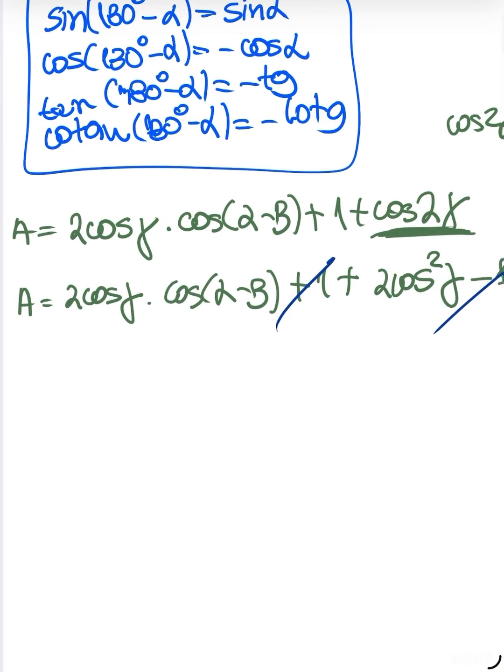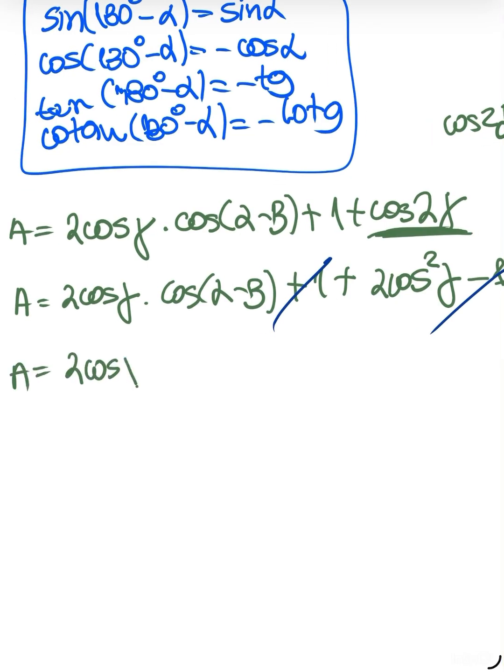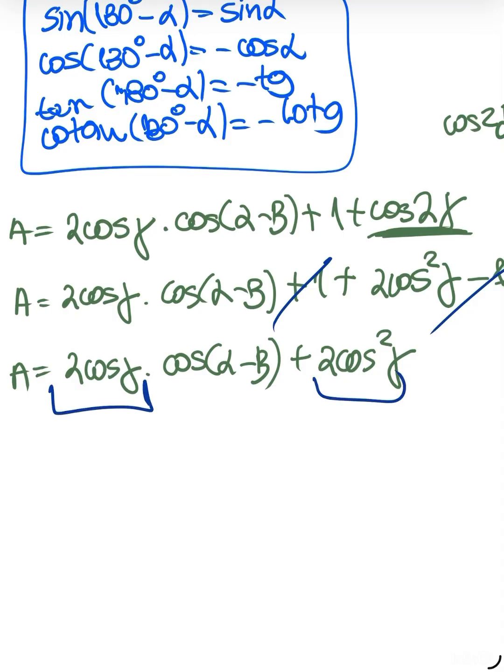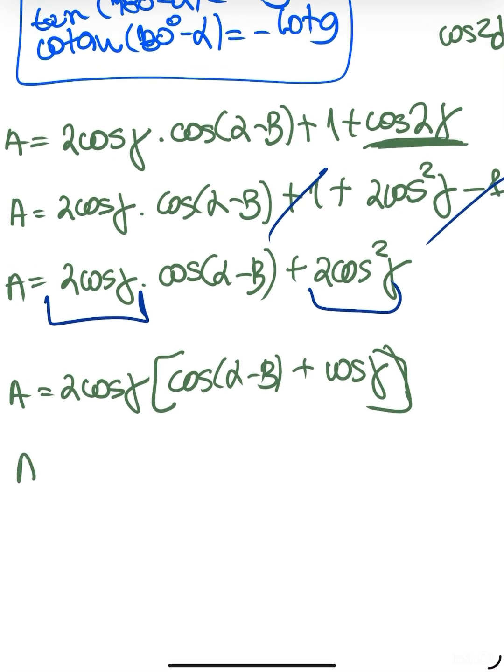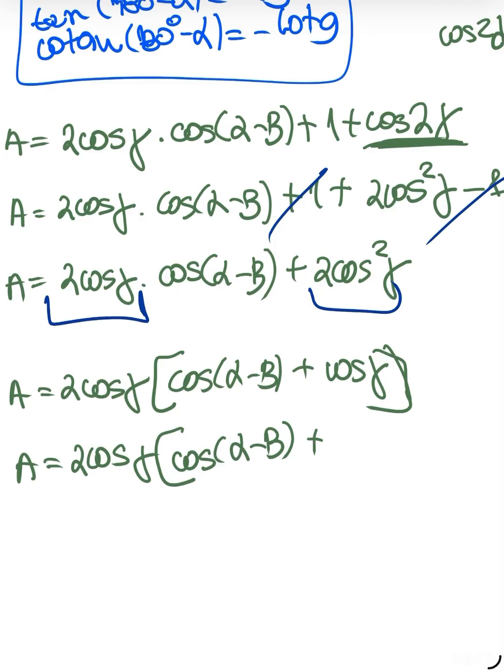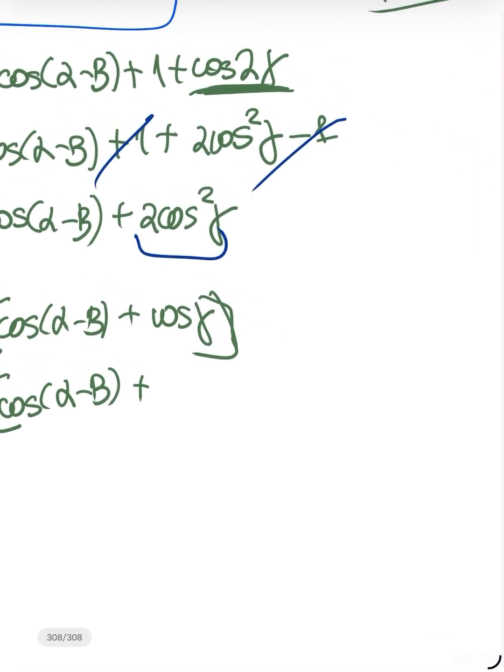And we have A is equal to 2 times cosine gamma times cosine alpha minus beta plus 2 times cosine squared gamma. Now we have a common factor, 2 times cosine gamma. So 2 times cosine gamma times, in brackets, cosine alpha minus beta plus one more cosine gamma. And now we have the same situation as in the previous exercises which we've solved: cosine of alpha minus beta plus cosine gamma.